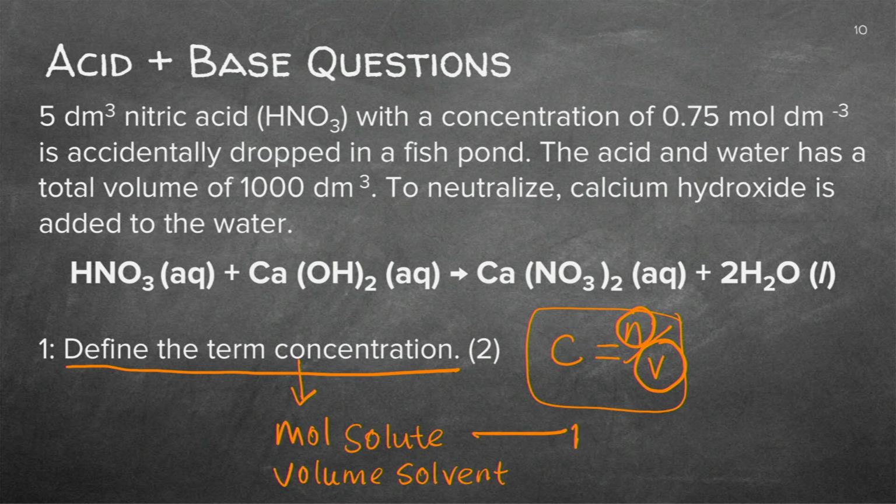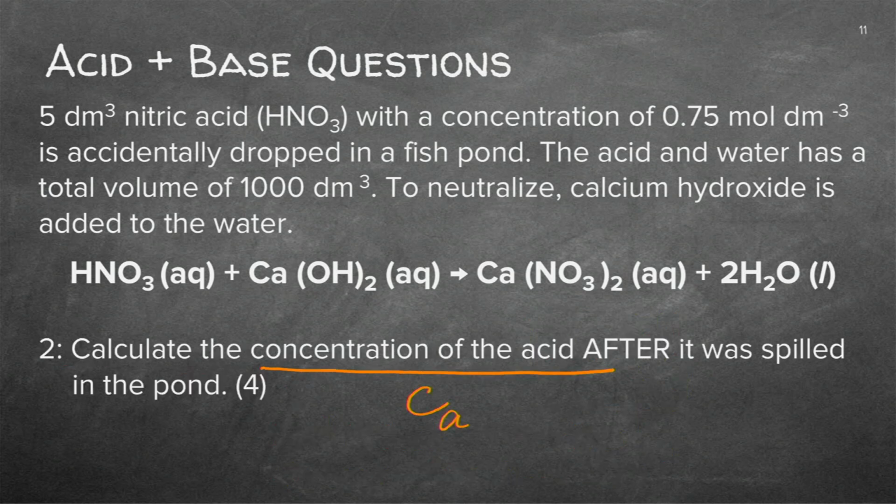And the equation will thus be in a unit mole per cubic decimeters. Right. Let's have a look at the calculation. Calculate the concentration of the acid after it has spilled in the pond. So I'm going to make a new equation here. I'm going to say the concentration is currently, I know, 0.75 mole per cubic decimeters.